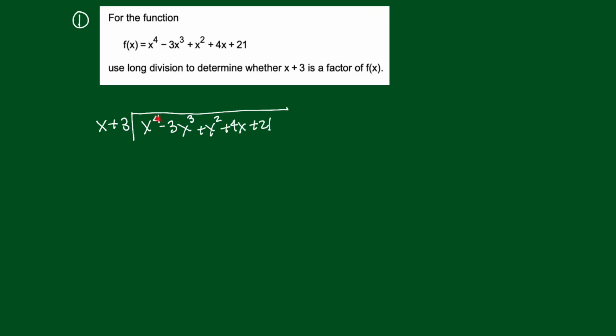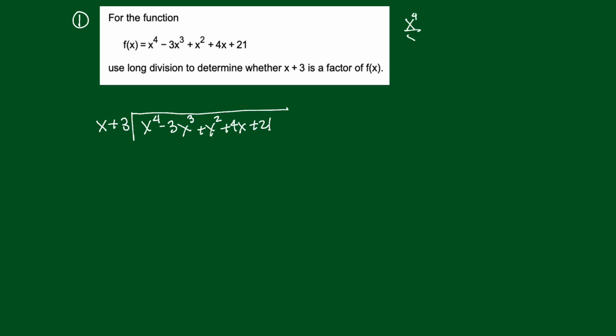Now I notice I've got powers 4, 3, 2, 1, 0. There's no missing terms, so I don't need any 0 x's in here. So let's start. X will go into x to the fourth, right? It's a division. So here's what you're thinking. I'll do it up at the top right.